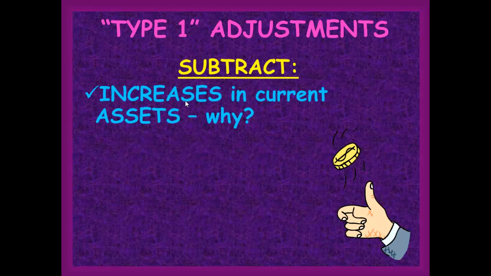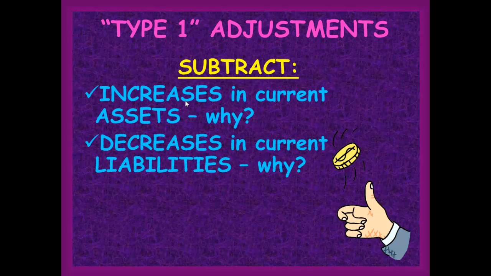What do we subtract? An increase in a current asset. What if merchandise inventory went up during the year? What must have happened? I bought more. When I bought more inventory, what happens to cash? Cash goes out, I'm going to subtract it. How about if supplies went up during the year? What must have happened? I bought more. When I buy more, what happens to cash? It goes out, I'm going to subtract.